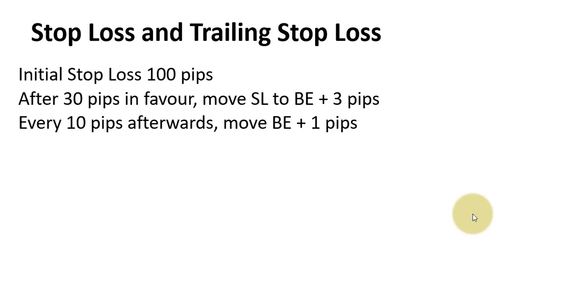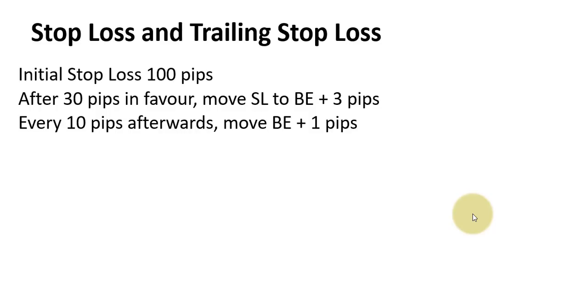Now, you are in a trade. You have taken a buy trade or a sell trade. How do you set your stop loss? Your initial stop loss is 100 pips. Remember that we are going to use the 4-hour time frame for this strategy. According to the winning strategy, it was a 4-hour time frame, but you can use any time frame that you prefer. But the 100 pips is specifically designed for 4 hours. So the initial stop loss is 100 pips.